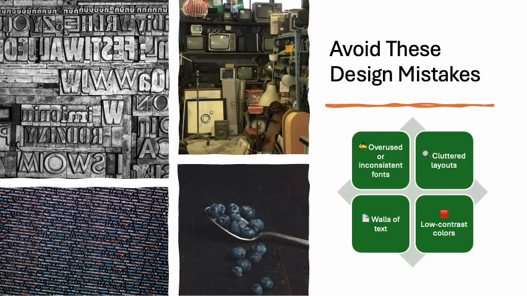Low contrast colors make text difficult to read, especially on different screens and projectors. Overused or inconsistent fonts signal a lack of attention to detail and create visual noise that distracts from your content. And cluttered layouts, too many images, too many elements, no clear visual hierarchy, leave your audience unsure where to look. Each of these mistakes has the same root cause, trying to put too much on a single slide. The fix is the same in every case. Cut.